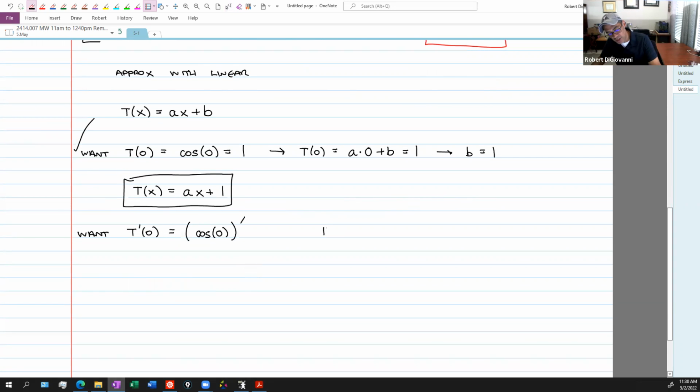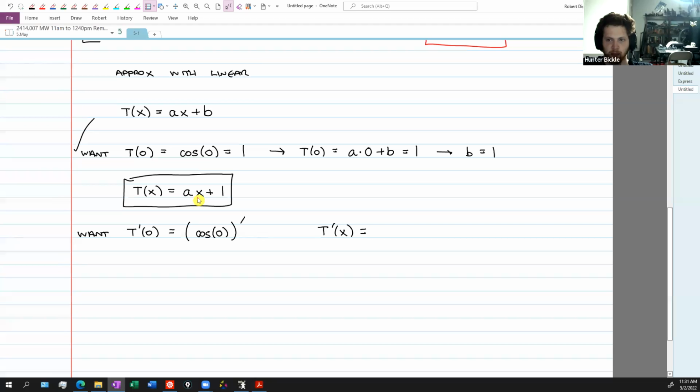Well, what's the derivative of the t function? Remember, this is my t function, right? It's so t, it's a plus one. It's just a, no, you have to take the derivative of the one also. Oh, right, it's just a then. Yeah. It's just a, right?